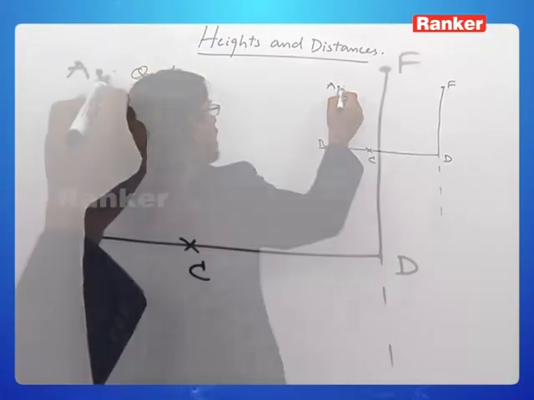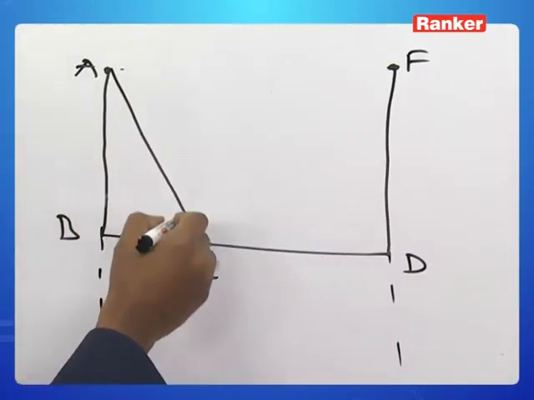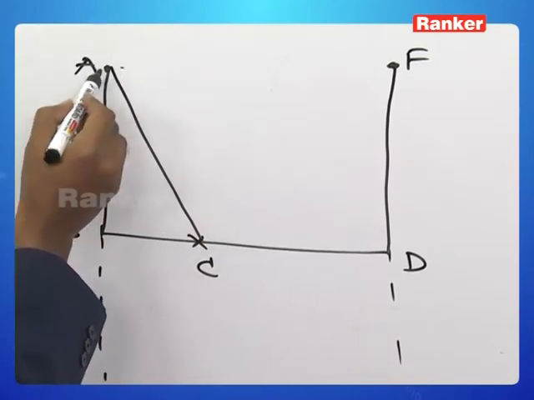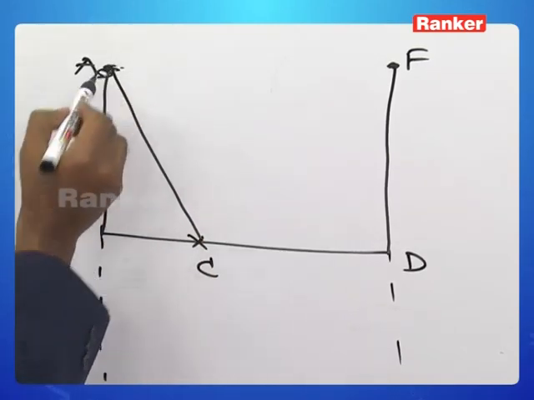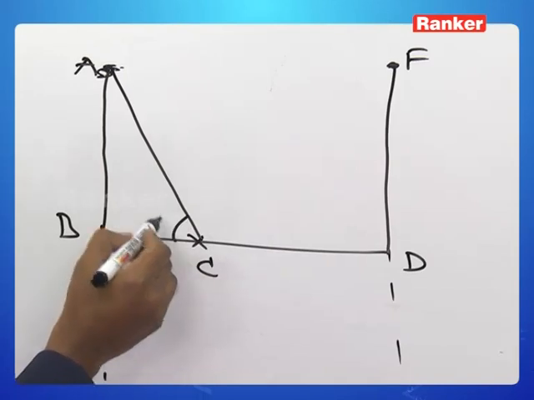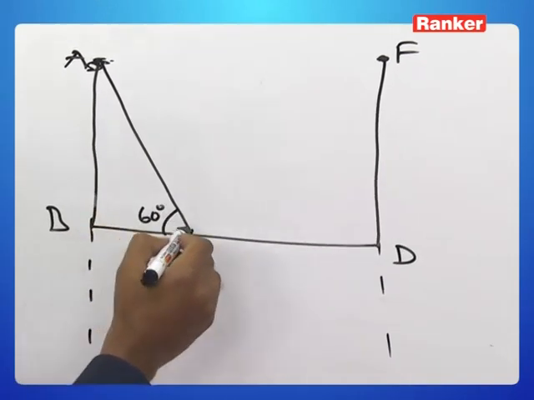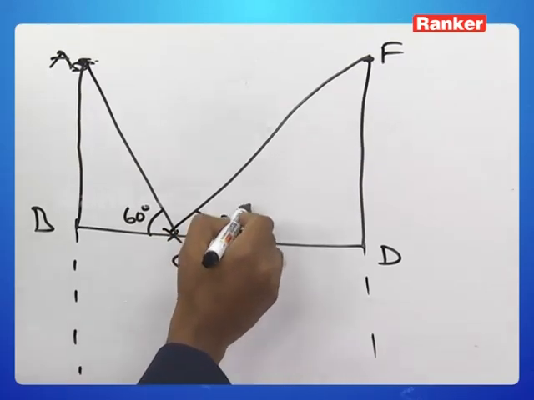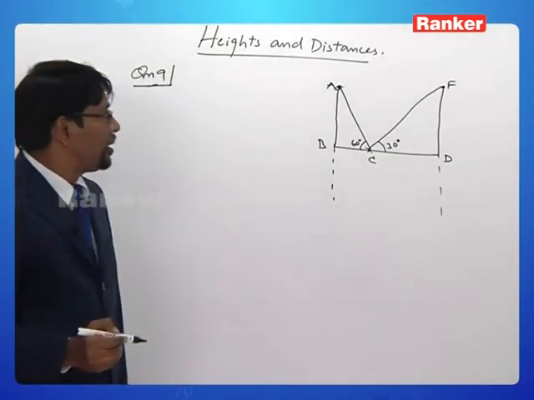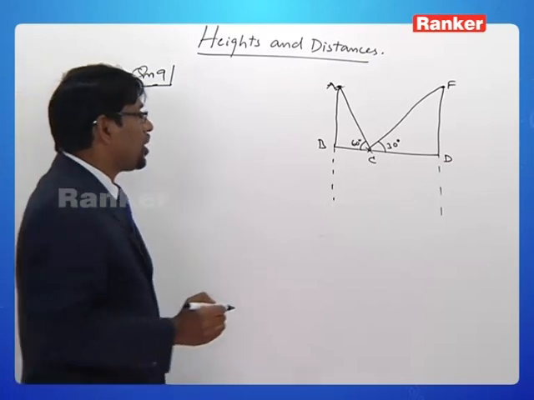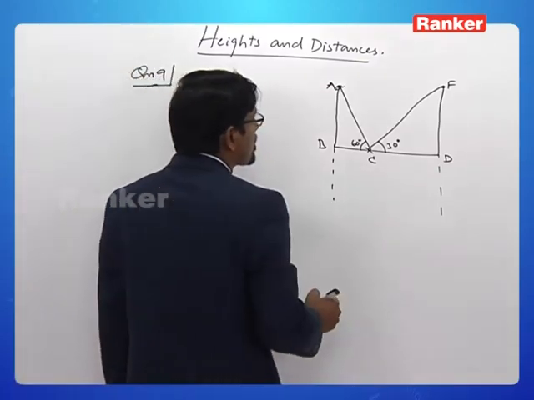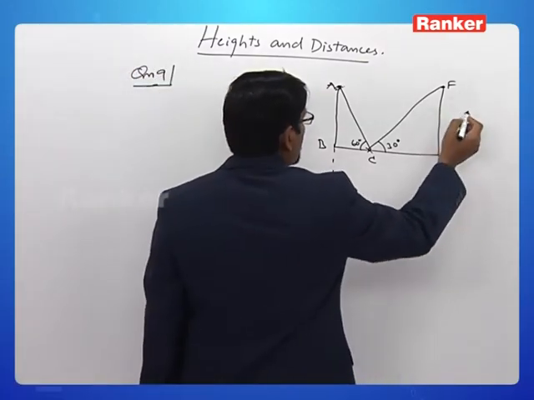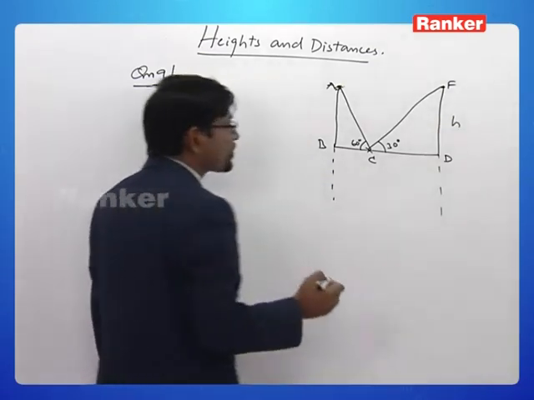If you measure the angles of elevation for the top of one of the poles, this is 60 degrees. And for the other it is 30 degrees. So what we are asked to find out is this height H.